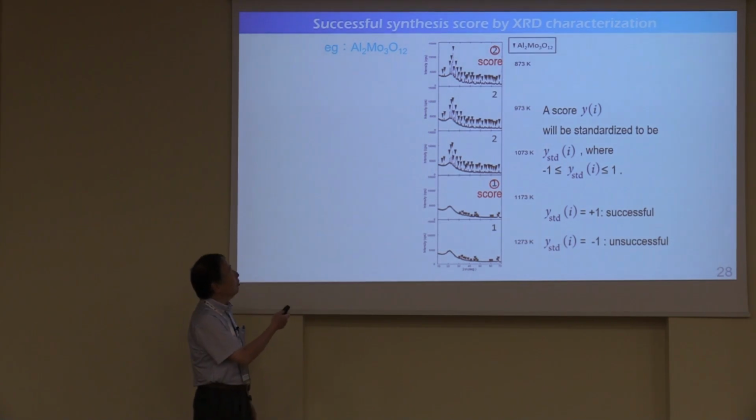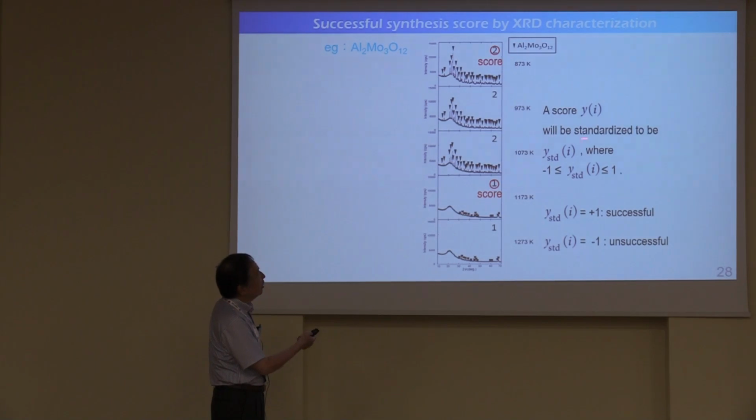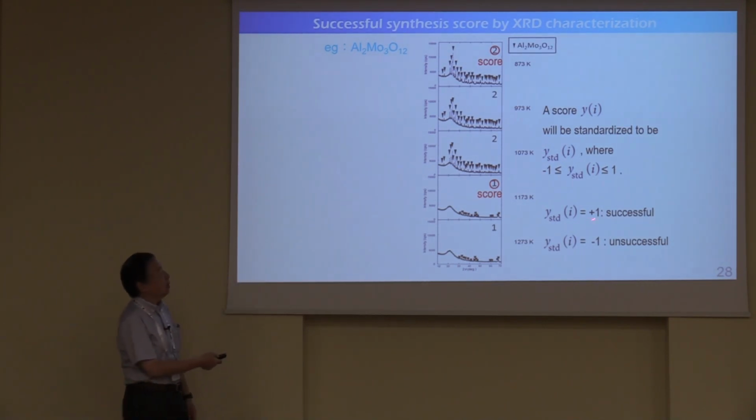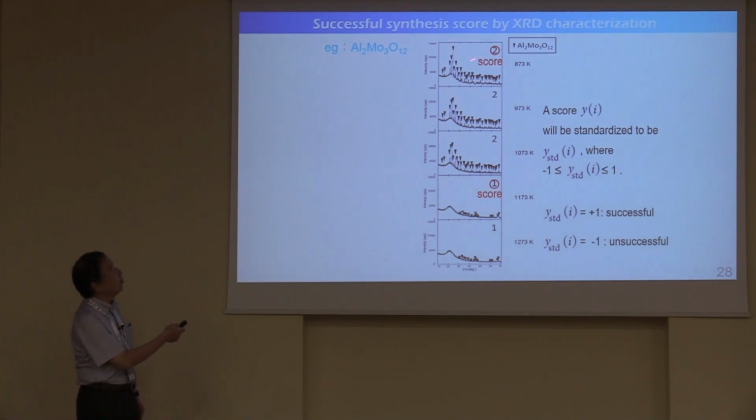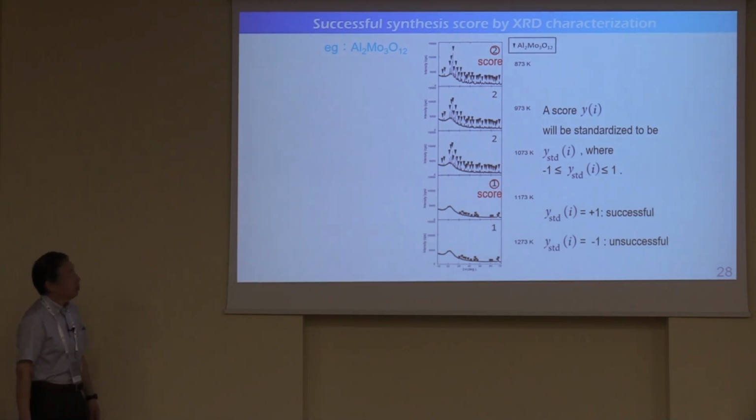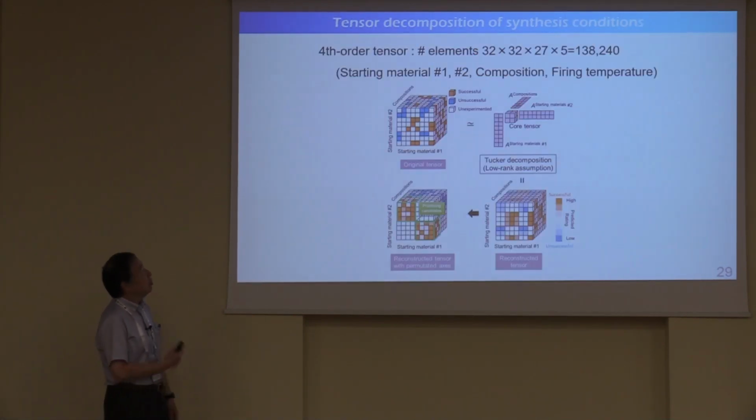But anyway, we obtain these scores, and the score will be standardized to be within minus one and one. So plus one corresponds to the successful synthesis condition, and minus one corresponds to unsuccessful conditions. That is the reason why I thought that we can keep any kind of scores as we want. So we put all these data into the tensor.